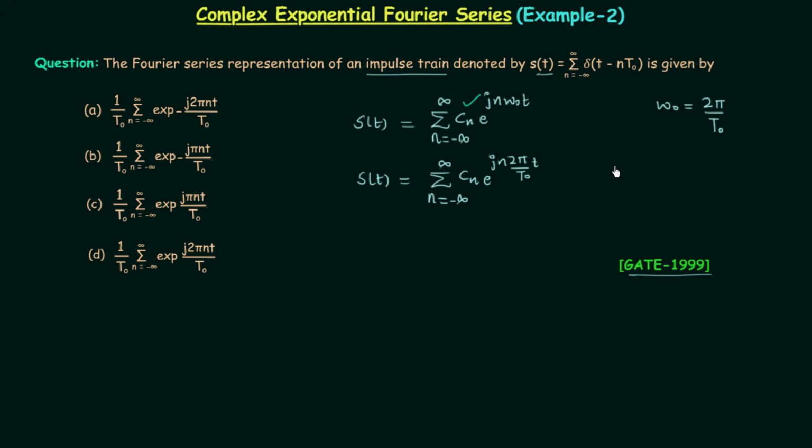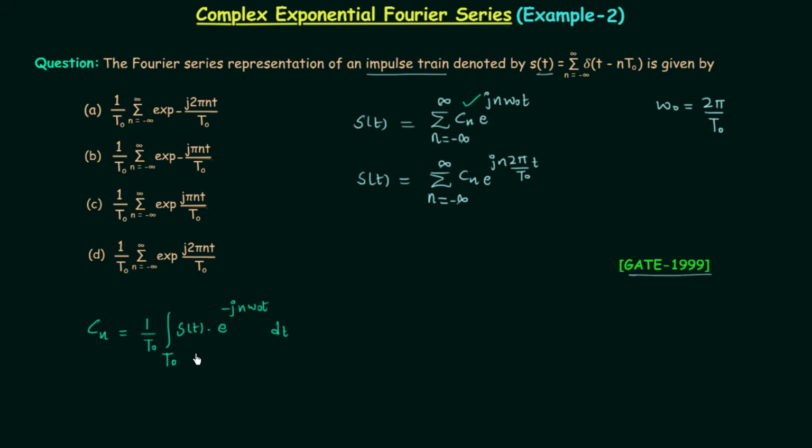This is the most important part of this lecture, calculation of the complex exponential Fourier coefficient, and we already know the formula for Cn. Cn is equal to 1 divided by t naught, integration over the range of the fundamental time period, of the given signal s(t) multiplied by e raised to the power minus j n omega naught t dt.